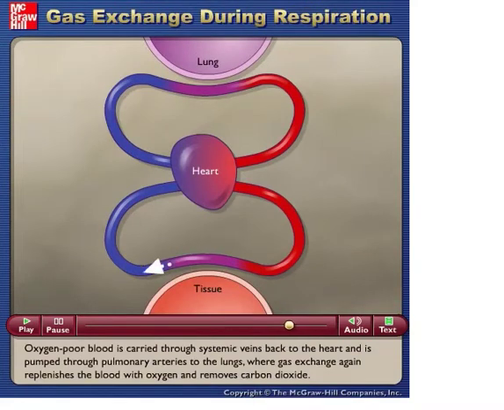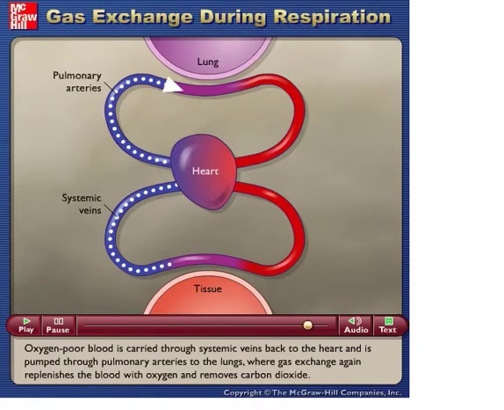Oxygen-poor blood is carried through systemic veins back to the heart and is pumped through pulmonary arteries to the lungs, where gas exchange again replenishes the blood with oxygen and removes carbon dioxide.